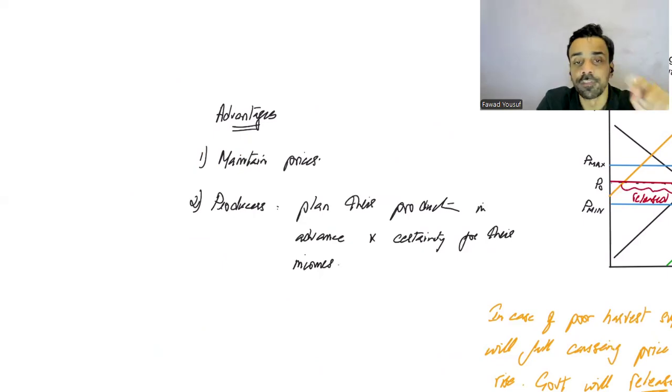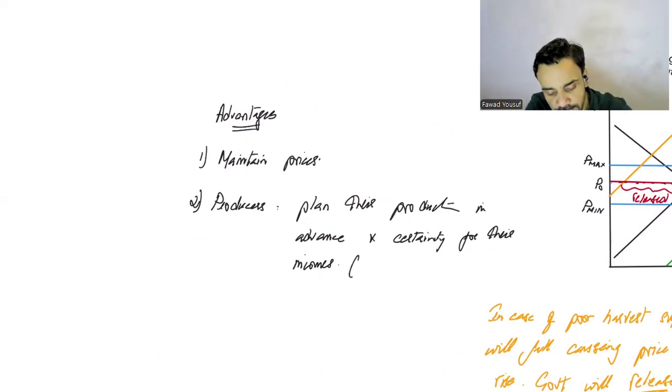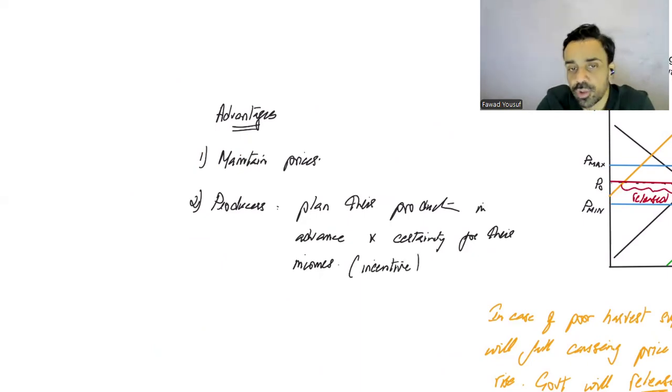Because remember, if prices are not maintained, and sometimes you allow the prices to fall, then the producers are discouraged for the coming year. Okay, and that can definitely affect the economy as a whole and the producers' motivation as a whole. So ये producers के लिए एक तरीके का incentive create करने का तरीका है, by helping them create certainty.